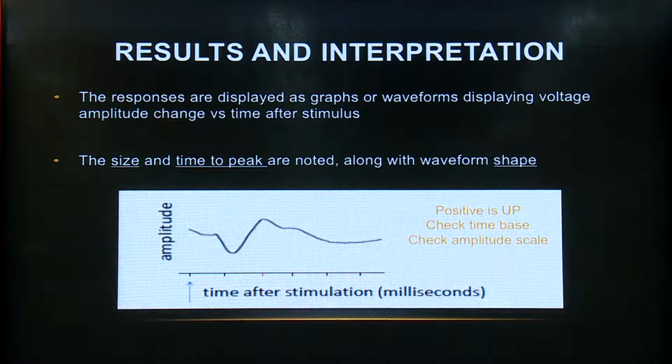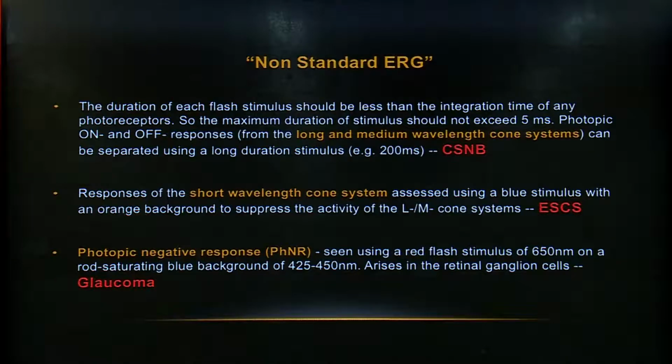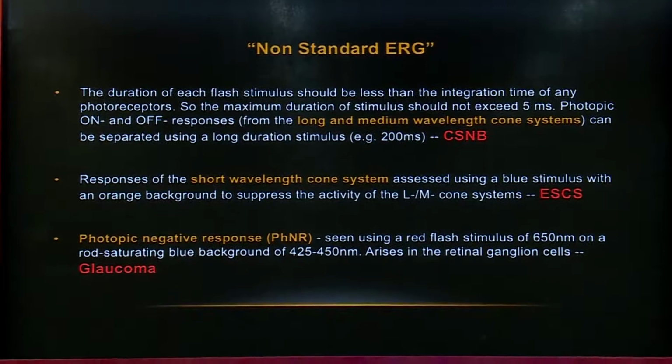So the results are displayed as graphs. What we look at is the size or the amplitude and the time to peak, which is the latency. This is what a typical normal full field ERG looks like. Though we'll be looking at it in detail, you should be able to look at it and recognize the waveforms. I've noted where each of these waveforms are hypothesized to originate from, and of course with time you'll get familiar with that. Please also remember there are some non-standard ERGs.